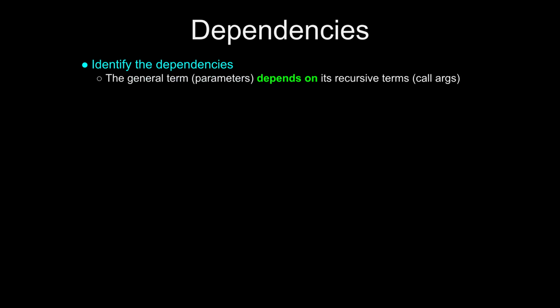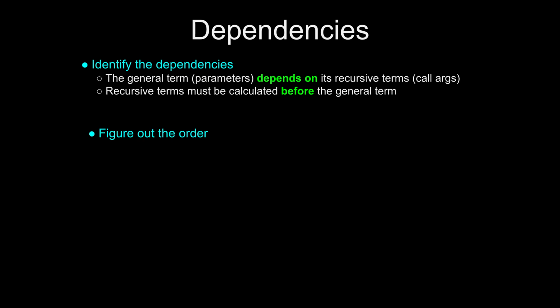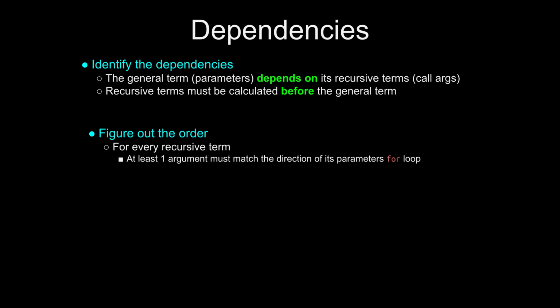To figure out our loops, we need to identify the dependencies. In our recurrence relation, the general term, which are the parameters of our function signature, depends on its recursive terms, which are the arguments of our recursive calls. So the recursive terms must be calculated before the general term. To figure out a valid order, I follow two rules. For every recursive term, at least one argument has to match the direction of the parameters for the for loop, and the outermost loop should have dependencies in only one direction. There are certainly other ways to do this, but following just these two rules has consistently worked for me.